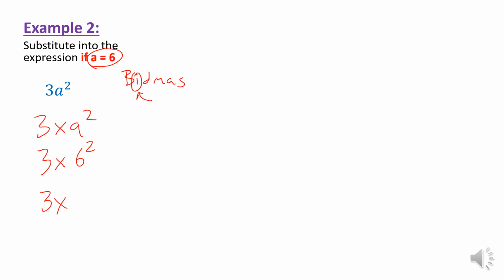So 3 times 36. Now, you can do this, obviously, using some long multiplication. 6 times 3 is 18, carry the 1, 3 times 3 is 9, add that 1 is going to give you 108. And our answer over here is 108. When a is equal to 6, 3a squared is 108.